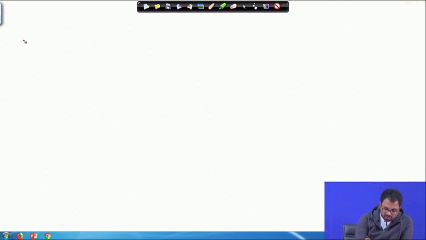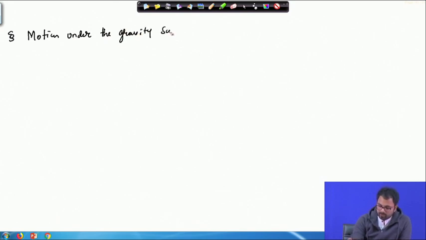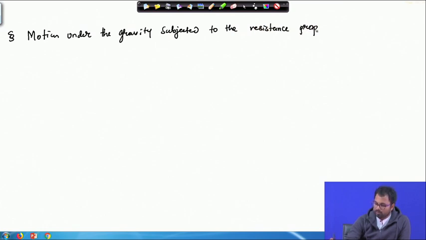All right. So, the third problem is motion under the gravity subjected to the resistance proportional to velocity.